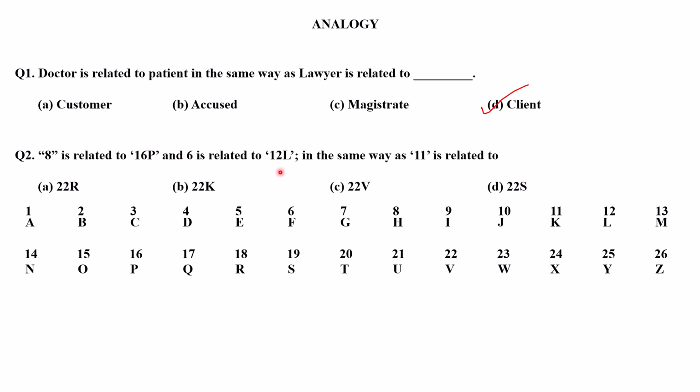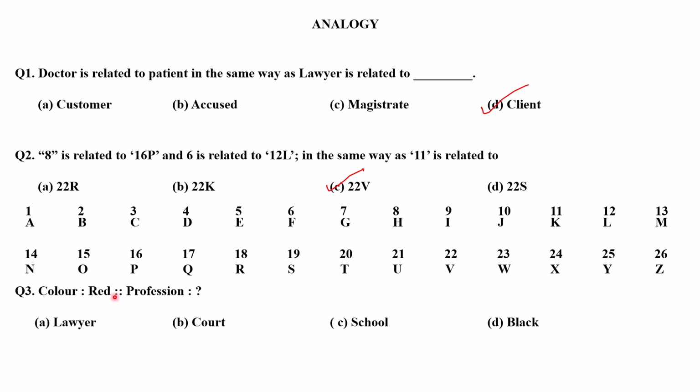In the same way, 6 is related to 12l. So double of 6 is 12. And see the position, which letter is there in the 12th position? It is L. Now the same way for 11. First of all we have to double 11. So double of 11 is 22. And if you see, in all the options 22 is there. Now next you have to see which letter is at the 22nd position. So it is V. So from here we can say C is the correct option. Okay. Now next question.